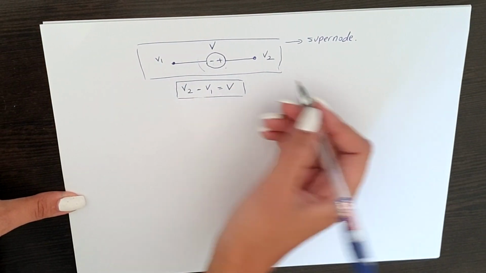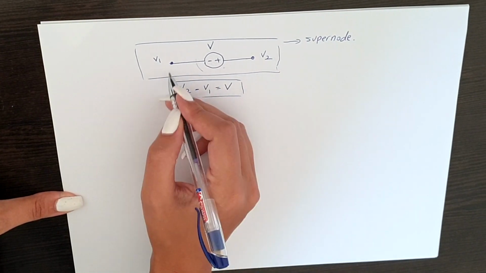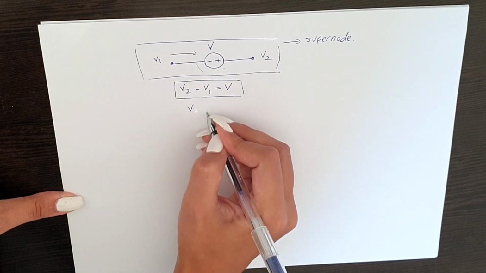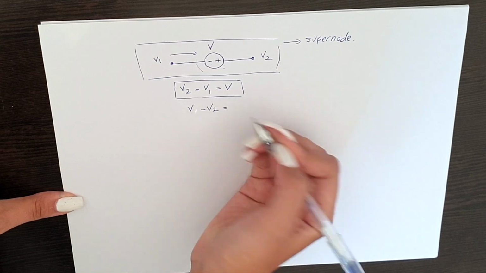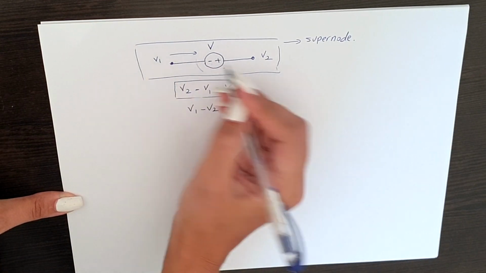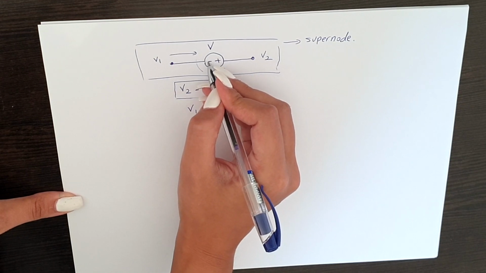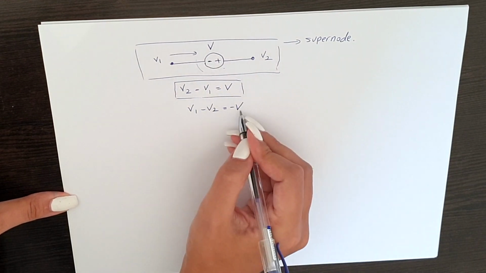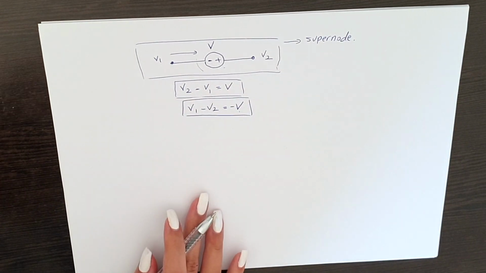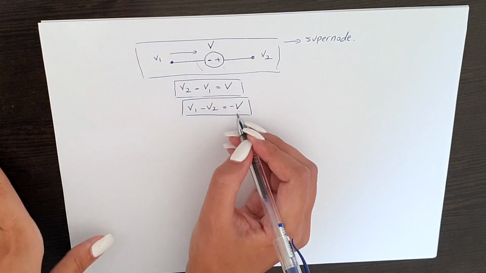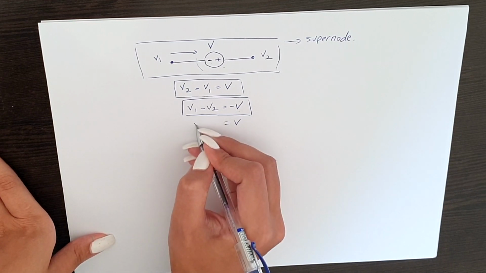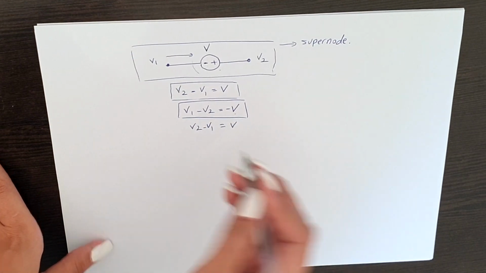Here, maybe you will ask, why not V1 minus V2? If we say V1 minus V2, it wouldn't be equal to V anymore, it would be equal to minus V, because our current would be coming out of our negative side. So our voltage would be negative. So that's the only difference here. And even in here, if we multiply both sides by negative, it's still gonna be the same thing. So basically there's no difference.